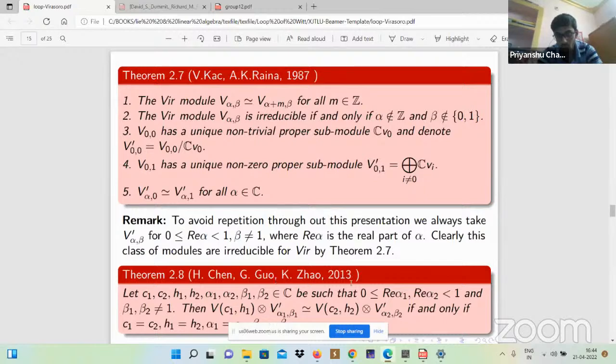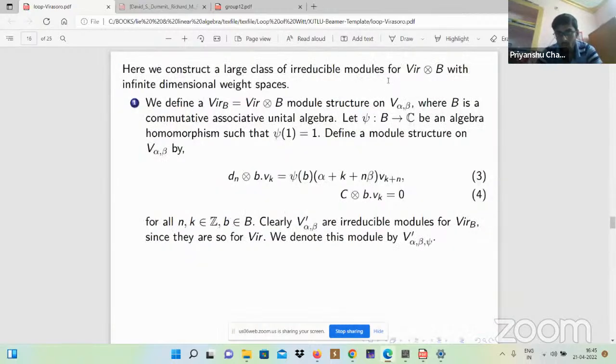In particular, we generalize this result for V tensor V and produce a large class of irreducible modules for V tensor V. So here I construct a large class of irreducible modules for V tensor V with infinite dimensional weight spaces. We define a V tensor B module structure on V'_{α,β}, where B is a commutative associative unitary algebra. Let ψ from B to C be an algebra homomorphism such that ψ(1) = 1. Define a module structure on V'_{α,β} by d_n tensor b acting on v_k as ψ(b)(α + k + nβ) v_{k+n}, and c tensor b acting on v_k as 0.